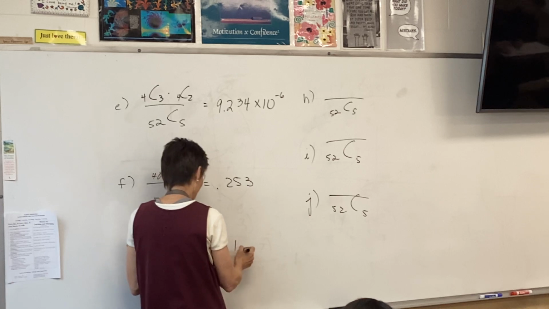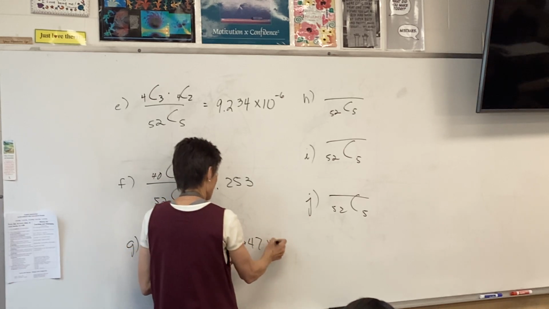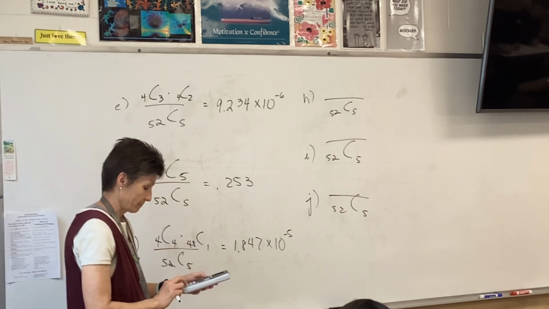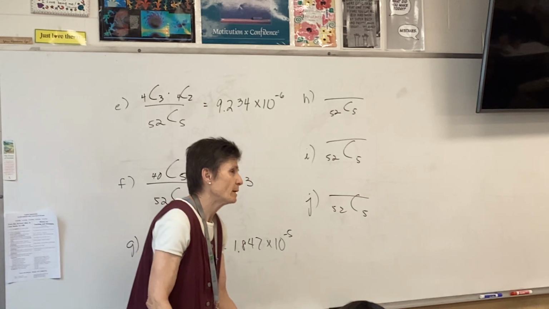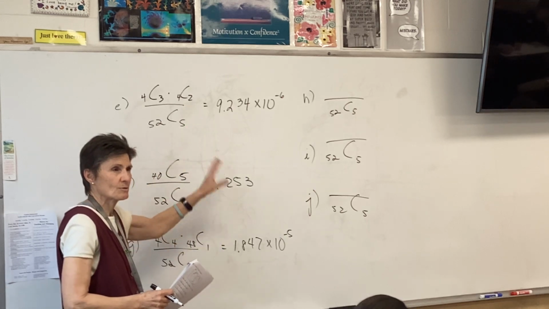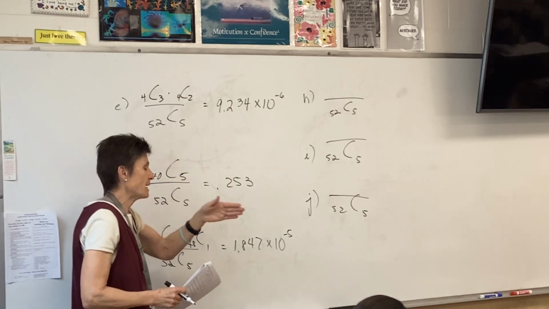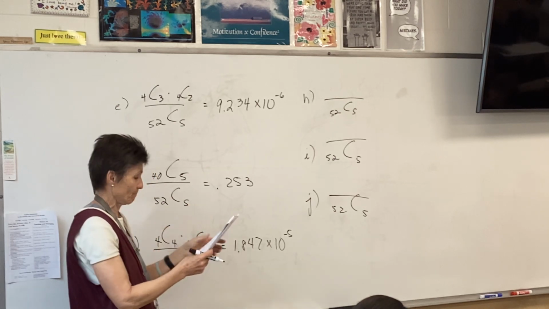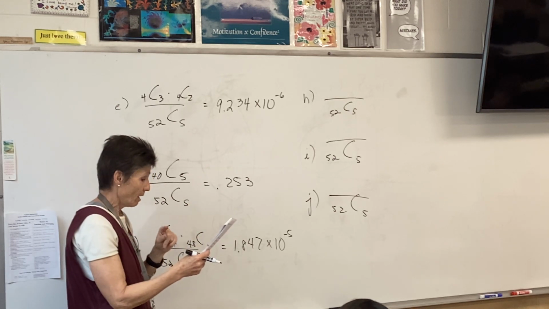Okay, I got 1.847 times 10 to the negative 5th. Anybody else get that? Alright, I think I'm gonna quit taking time to type them in. Everybody getting these answers, okay? On test day, yes, you need to type it in, but I don't wanna waste a bunch of class time doing that.